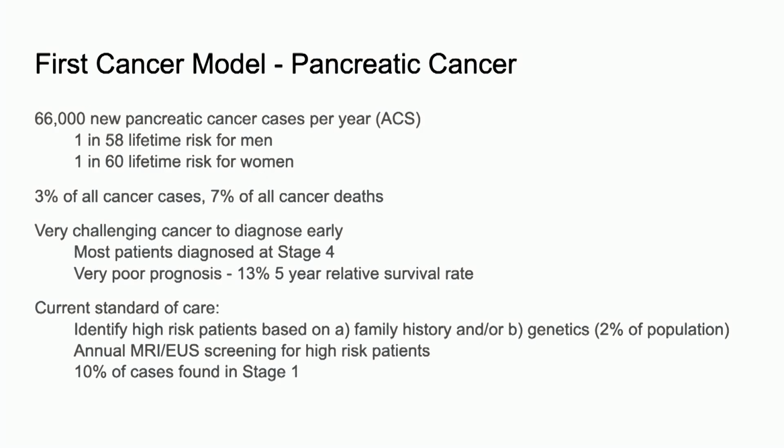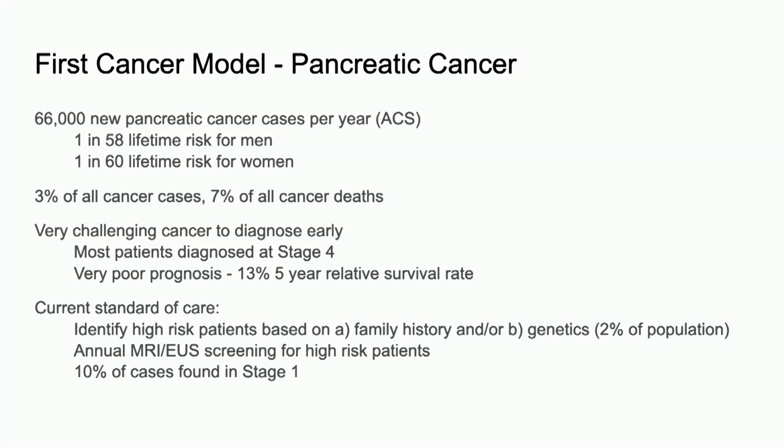All right, there are very many cancers, and one of the things I've learned as part of my participation in this project is that all cancers are different. So our first cancer model is for pancreatic cancer. Let's size this problem. We have 66,000 new pancreatic cancer patients per year, per the American Cancer Society. 1 in 58 lifetime risk for men, 1 in 60 lifetime risk for women. For women, 3% of all cancer cases, but 7% of all cancer deaths, because it's a fairly lethal cancer.